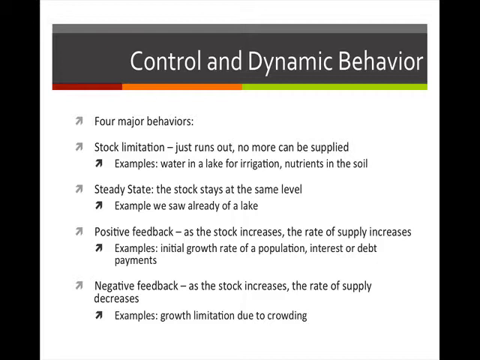Now we're going to look for particular control and dynamic behaviors. And there's four behaviors I want to talk about. The first is stock limitation, stuff just runs out. The second is steady state, where the stock is at the same level. We saw that in the examples in the lake. The third is positive feedback, and the fourth is negative feedback. And I want to show you what the model description looks like, and then how it behaves.